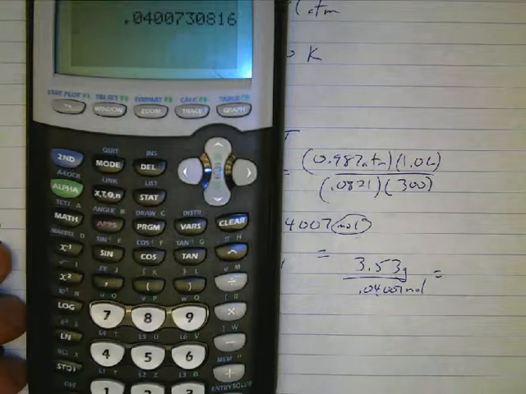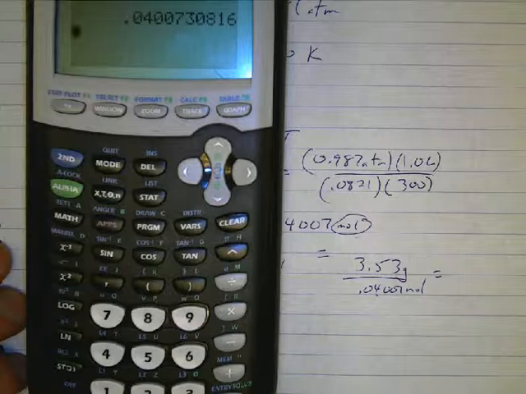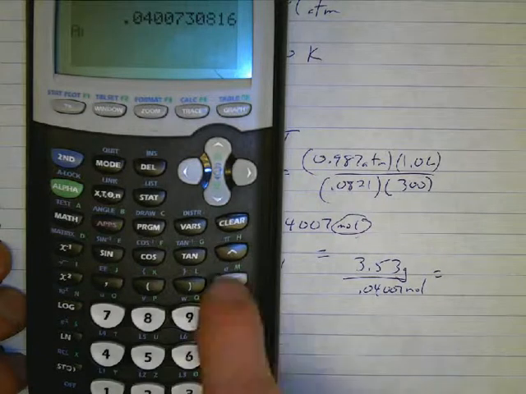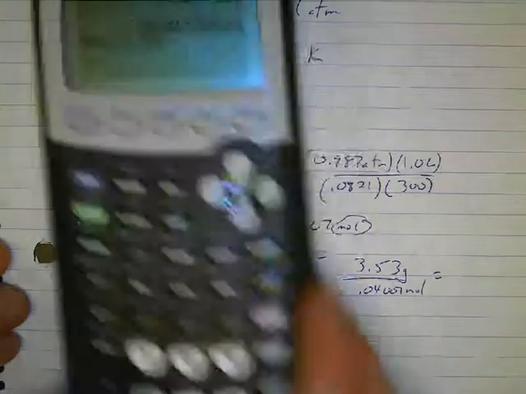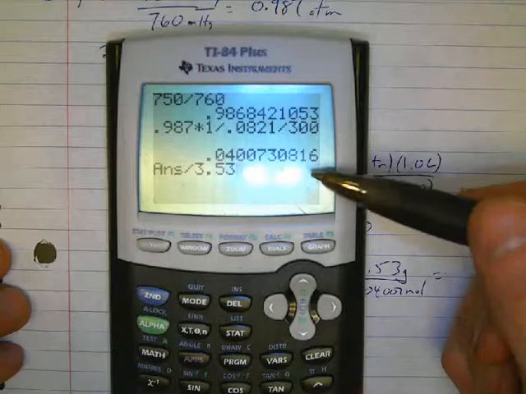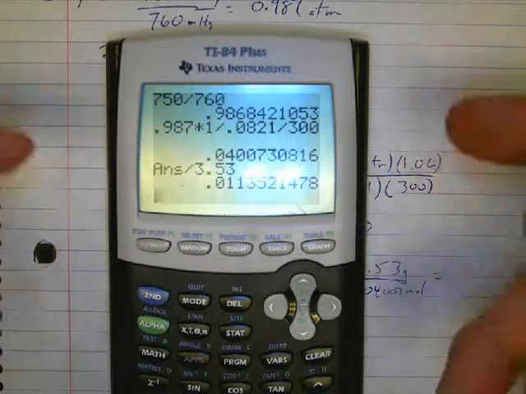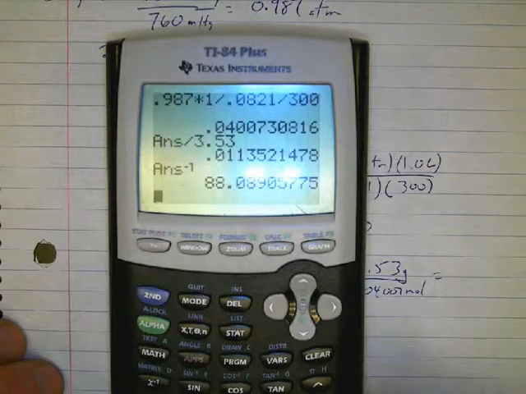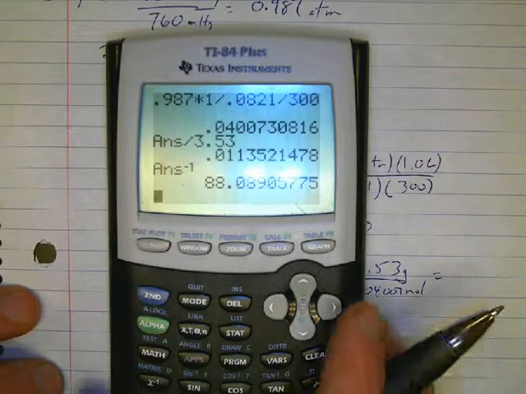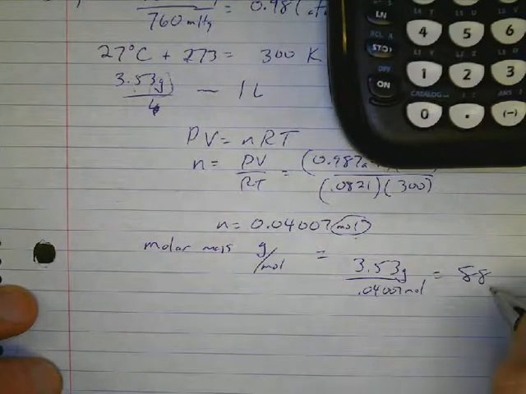3.53 divided by 0.04007 equals... Now watch what I do in my calculator. I just put in 3.53. The 0.04007 is already there, so I just need to flip it over. So I'm going to use my 1 over x key, and boom, there's my answer, 88 grams per mole. Okay, that's all I have to do. So the answer is 88.1 grams per mole. That's the answer that goes in part A.